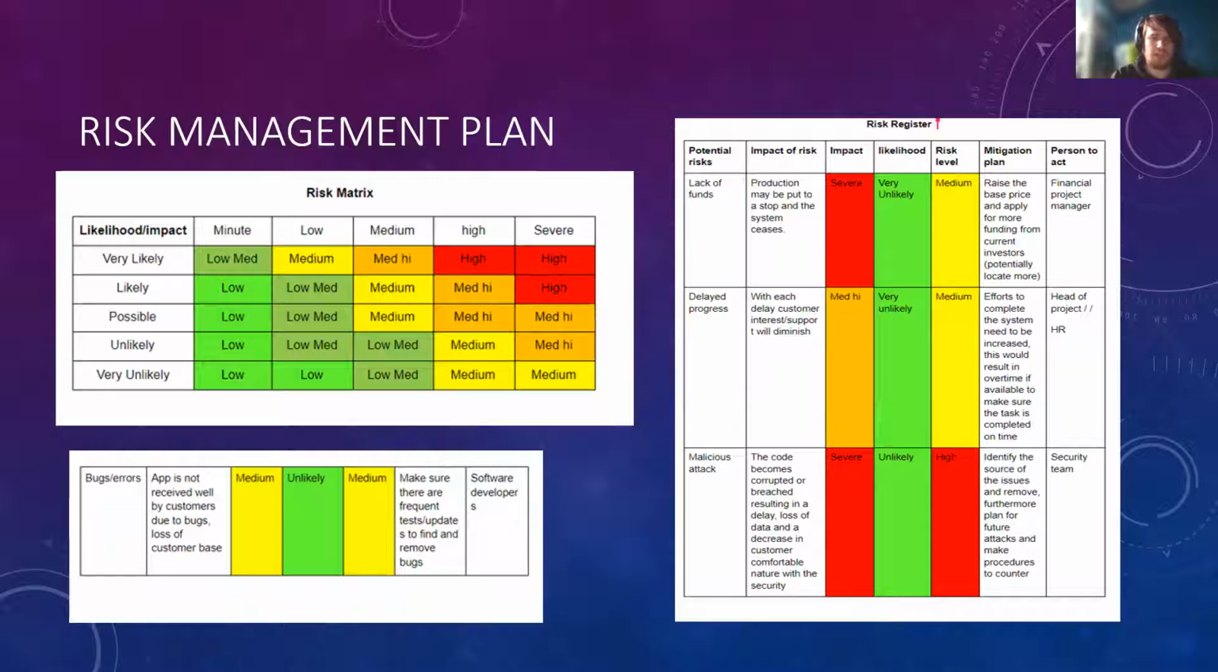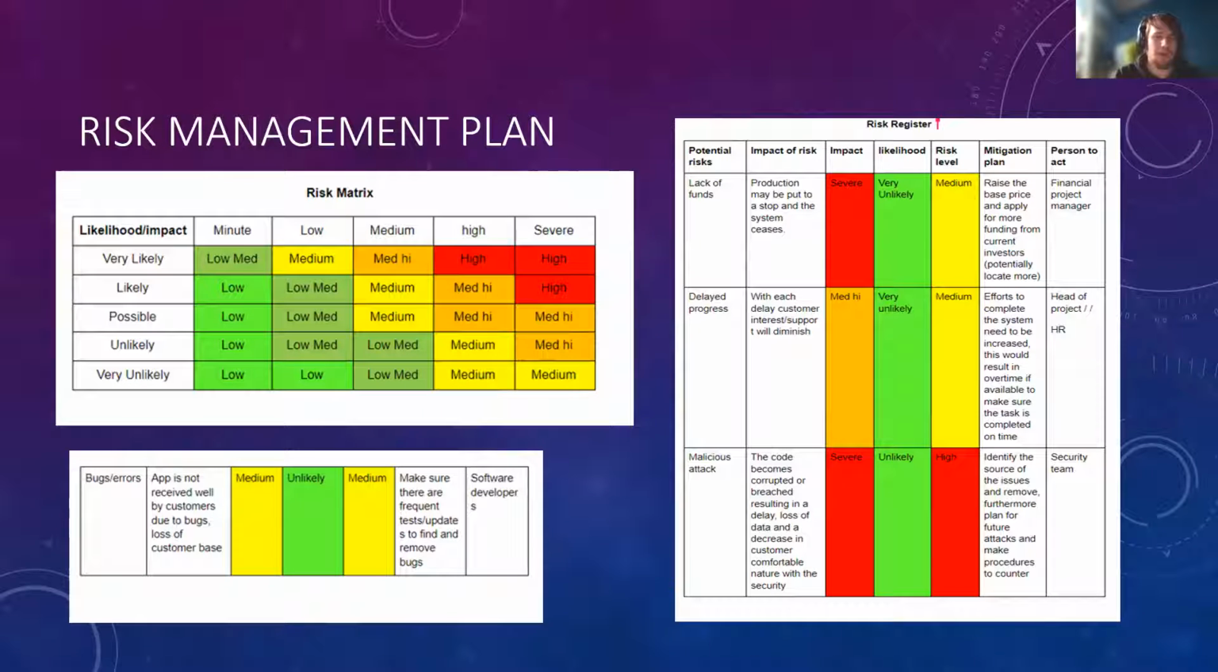To mitigate this plan, we would plan on raising the price and apply for more funding from the current investors. And if we're unable to get the designated funds from them, we would try to look for more investors, and we would personally request the financial project manager to continue.